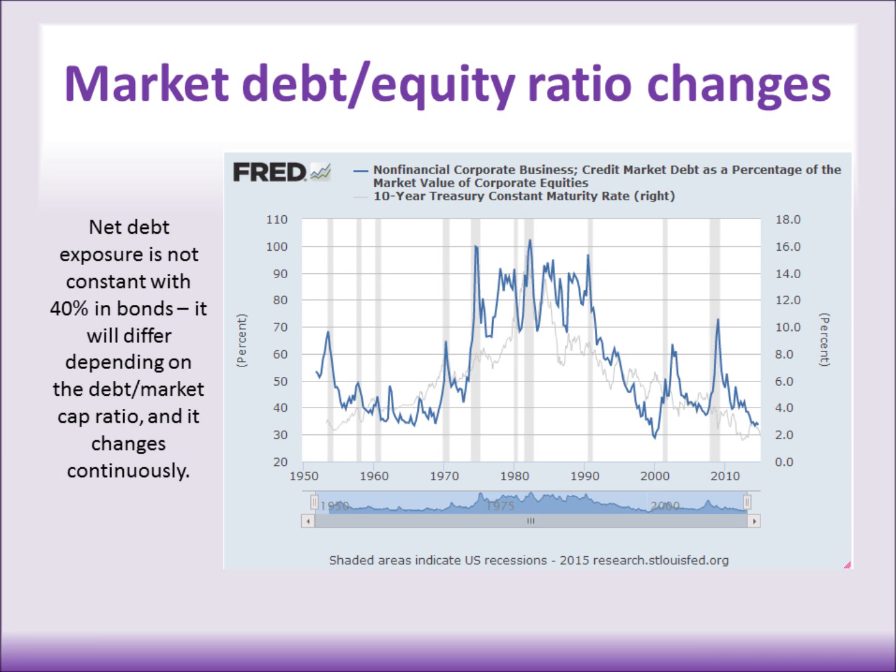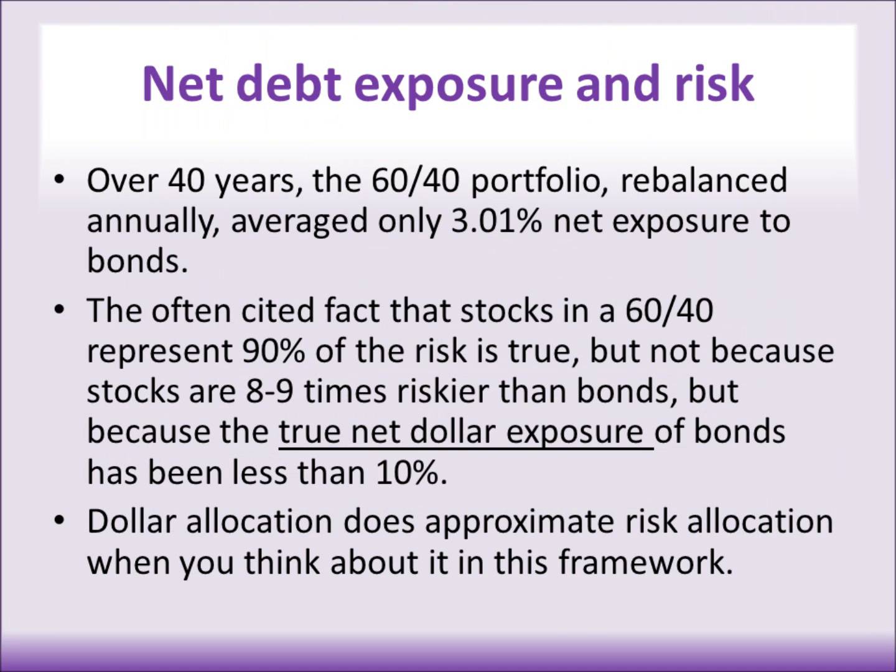So we looked at a 60/40 portfolio over the past 40 years in light of the debt to equity ratio in the market at each point in time to see what your effective bond exposure was given your short exposure by taking that 60% in equities. And what we find is that your effective true net bond exposure over the 40 years has actually only been 3%. So really that 60/40 portfolio does not have 40% exposure to bonds. It actually only has averaged about 3% true net exposure to bonds. So that will come as a surprise to most people.